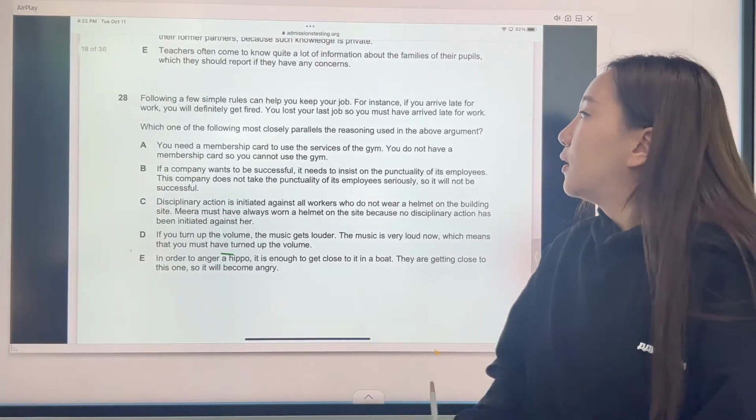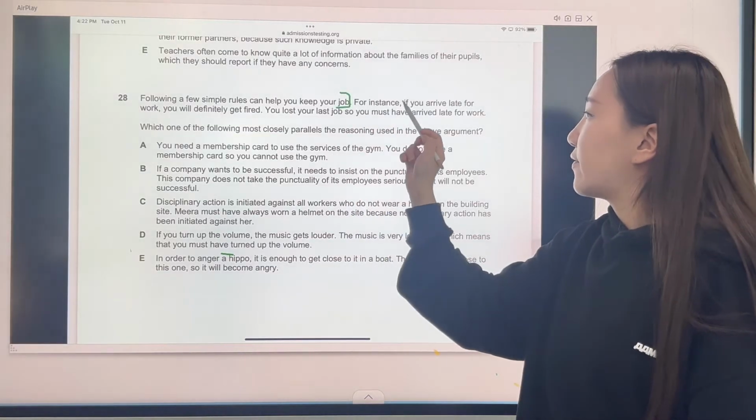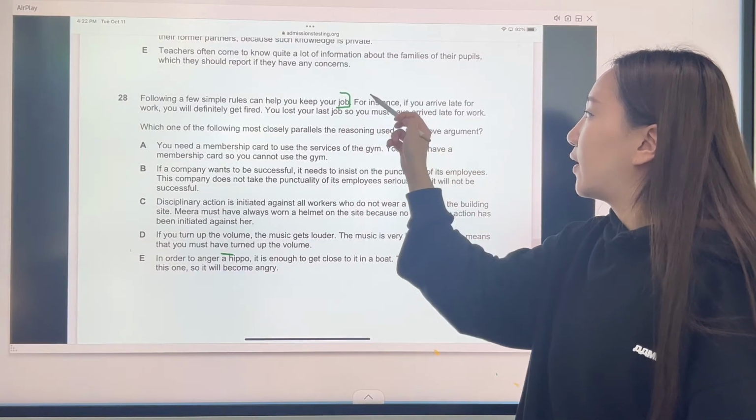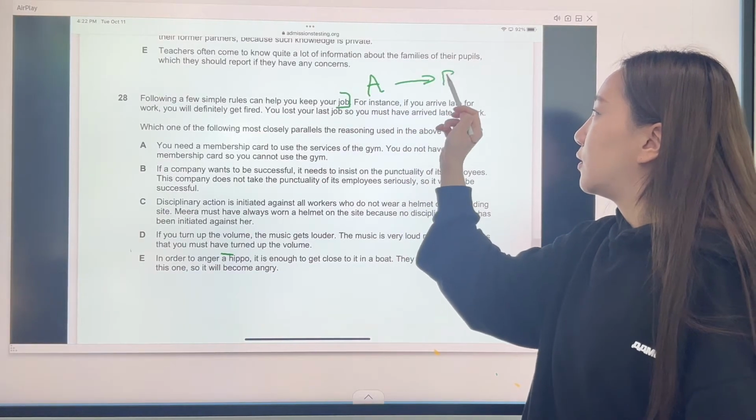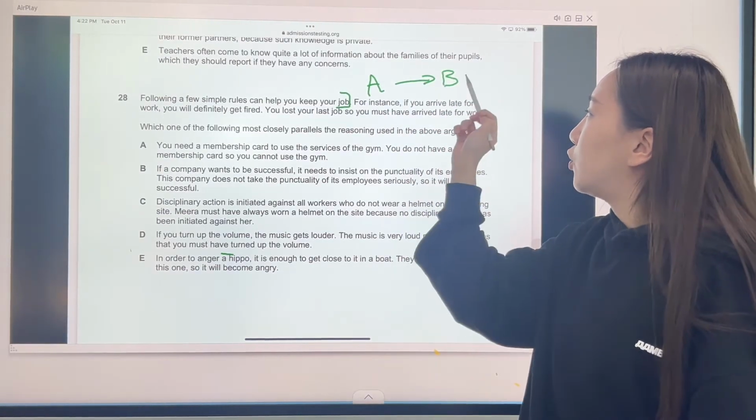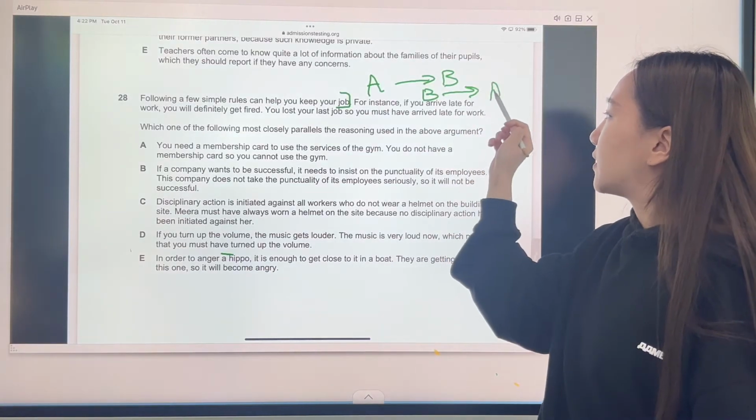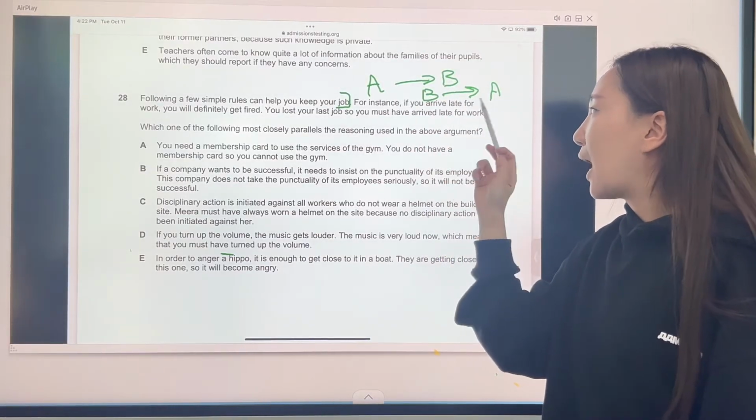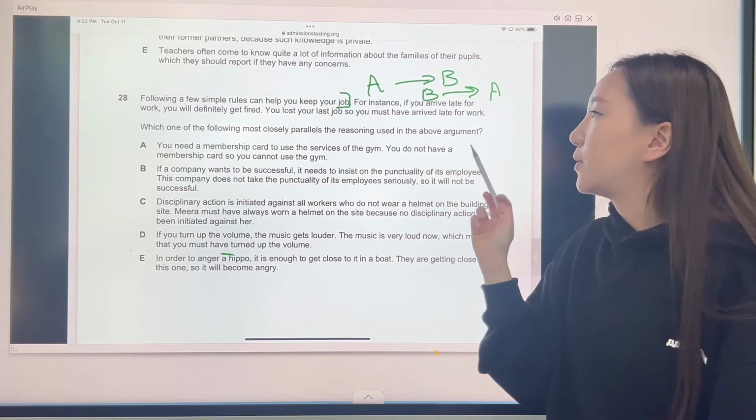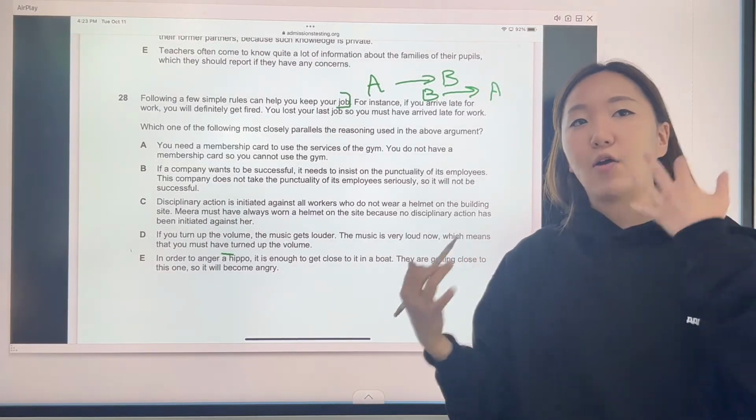Okay. Following a few simple rules can help you keep your job. For instance, if you arrive late for work, you will definitely get fired. So if you do Act A, you will get fired. You lost your job. B did happen, so A must have happened. So A definitely causes B, and B happened, so A must have happened, okay? It's not the best argument in the world, but we're just trying to parallel it.